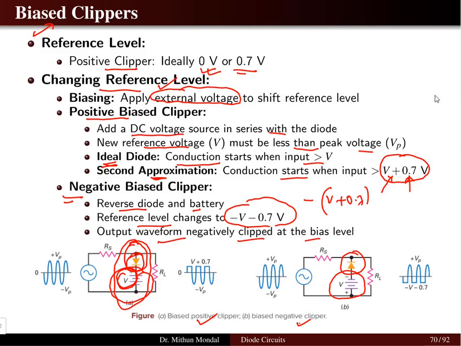Here you can see that if the input is an AC cycle, then the negative cycle is passing and the positive is clipped to the new reference level, which is V plus 0.7. In this case, the positive is passed and the negative is clipped at minus V minus 0.7.